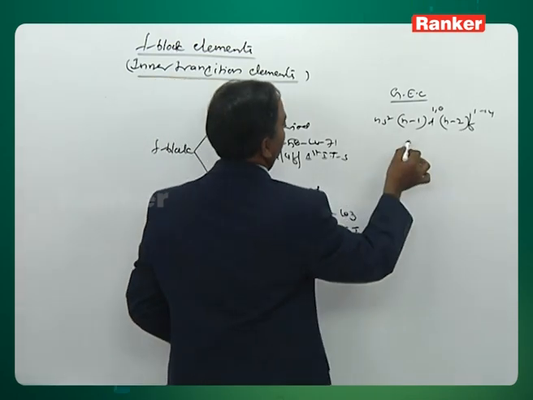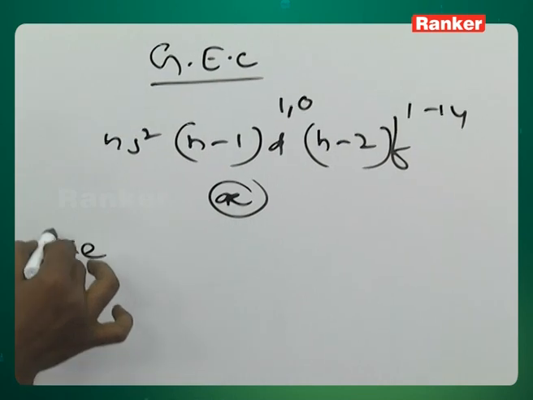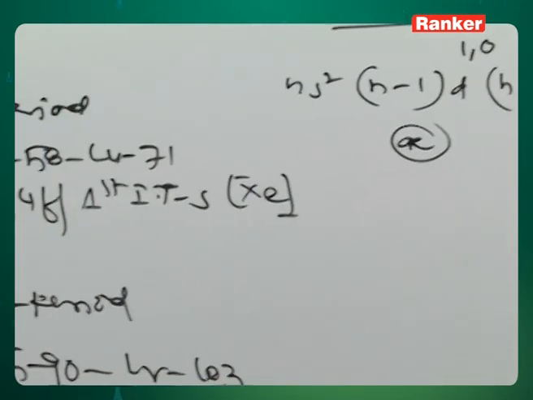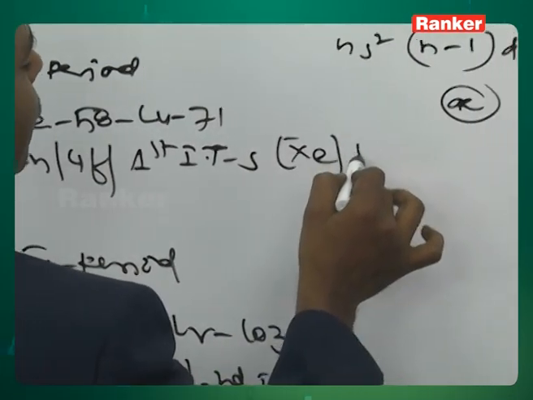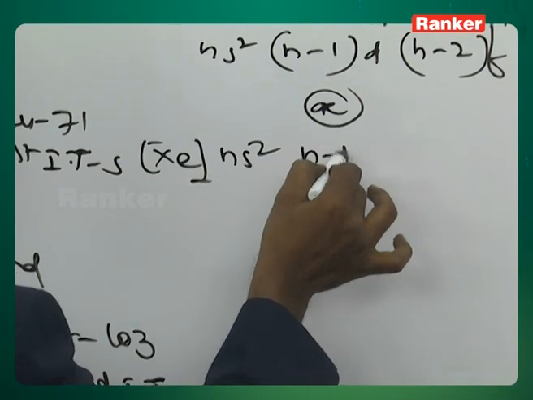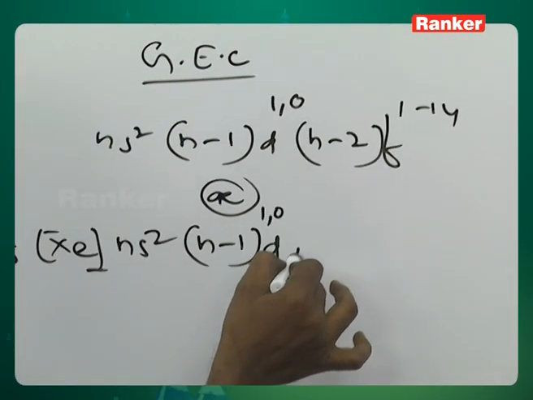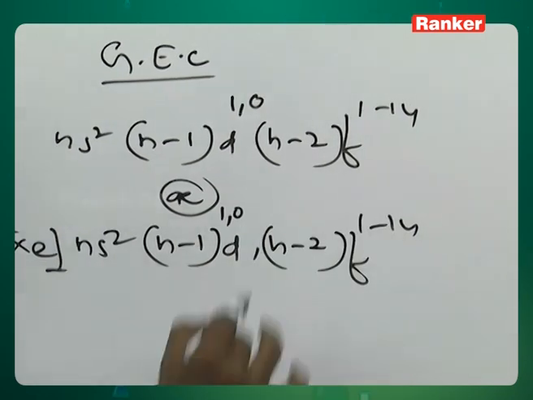The same configuration you can also represent in a different way by representing xenon. Why are we writing xenon? After xenon, 54, you are getting 55 and 56 followed by lanthanides. Therefore, we can write [Xe] ns2 (n-1)d0,1 (n-2)f1 to 14.